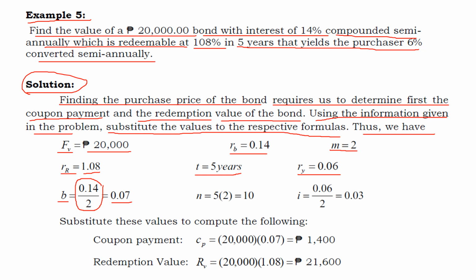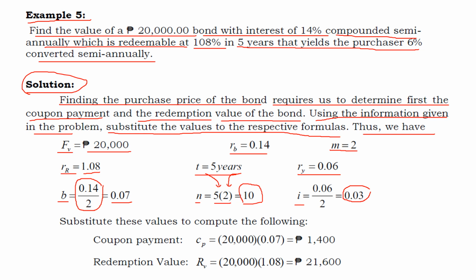Now your n is 5 multiplied by 2. Why is that? Because your t here is 5, and there are two sets of 6 months in a year. That's why we need to multiply your 5 by 2, and it becomes 10 as the total number of semi-annual periods in 5 years. Now your R is 0.06 divided by 2 because that is converted semi-annually again. That's why we need to divide by 2 to convert this one to compounded annually, and it becomes 0.03 as the value of your i.